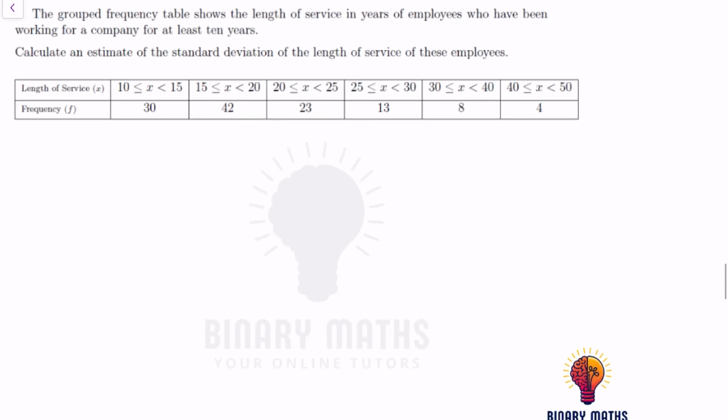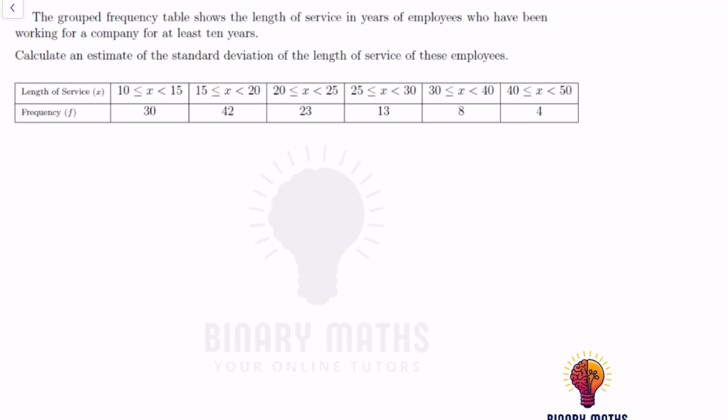The next one, the group frequency table shows the length of service in years of employees who have been working for a company for at least 10 years. Calculate an estimate of the standard deviation of the length of service of these employees. So first thing I would do is write down the midpoint. So just check, because sometimes the class intervals are different. So 22.5 here, 27.5 here. Look at the last two, you can see they're of different class widths, so be very careful.